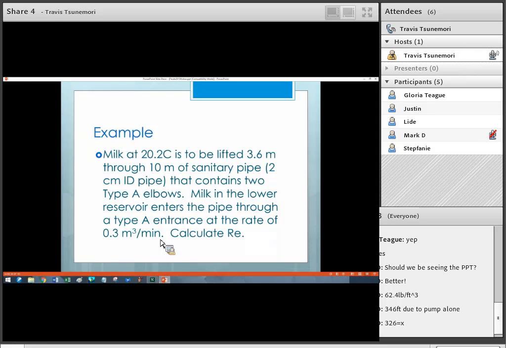Okay, so the first thing I do is draw myself a diagram. And it looks like we've got a reservoir that's lower, and we've got 2 elbows. So just sketch in 2 bends in the pipe, and then the pipe outlets into another tank. And really, we don't need to know all those details yet, because all we're asked to do right now is to calculate our Reynolds number.